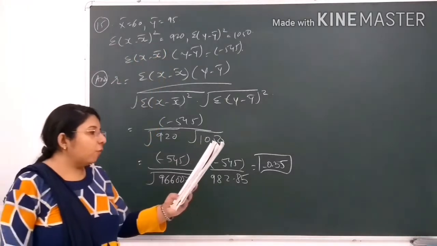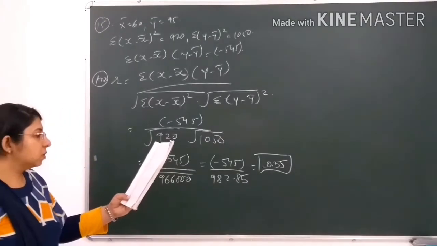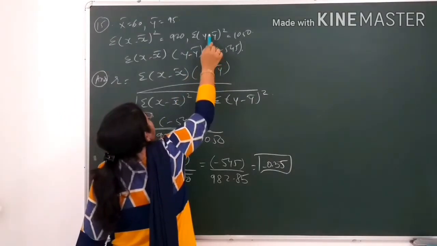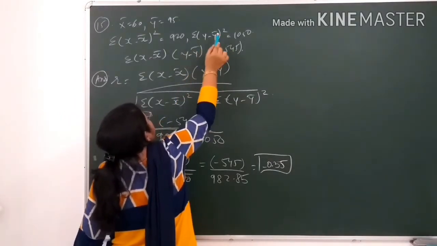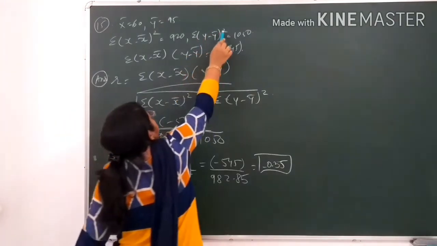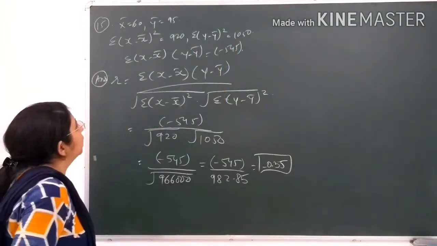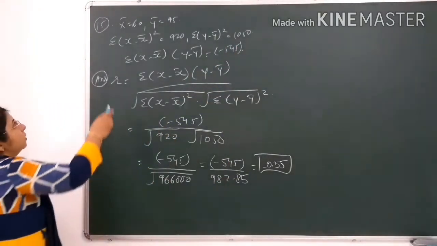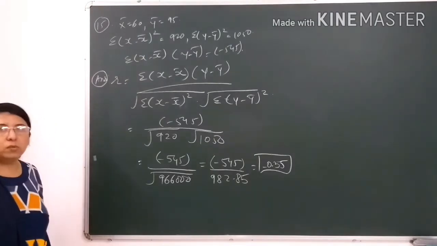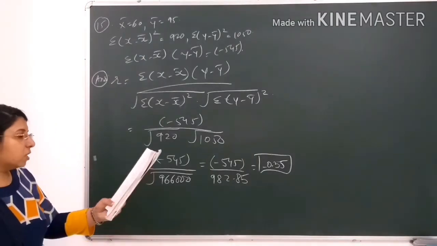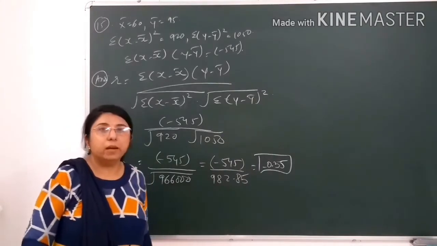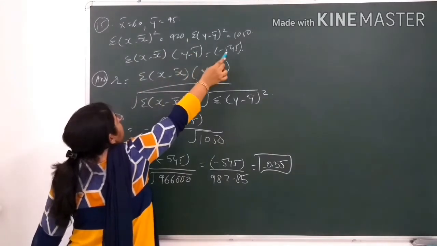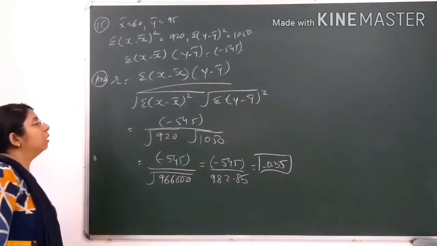In the similar way, it is given for y. Sum of squares of deviations taken from their mean. So in case of y, from their mean means y bar. Sum means sigma, and square means raised to 2 is given to you. So sigma y minus y bar whole square is equal to 1050. Directly the value of sigma x minus x bar whole square or y minus y bar whole square is not given to you, but it is written sum of squares of deviations taken from their mean. So you have to understand this is the value of sigma x minus x bar whole square, and 1050 is the value of sigma y minus y bar whole square.